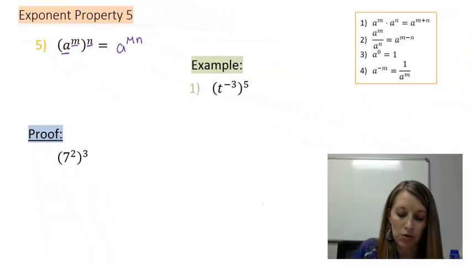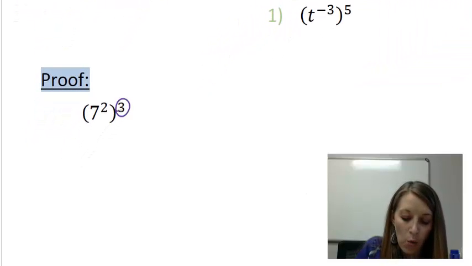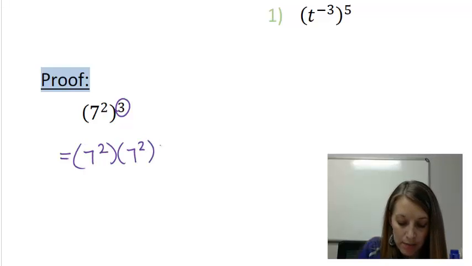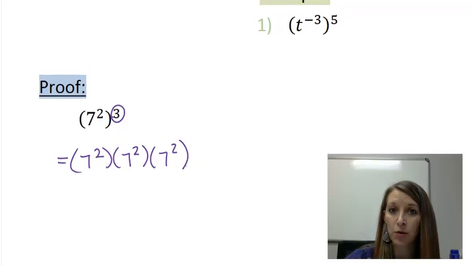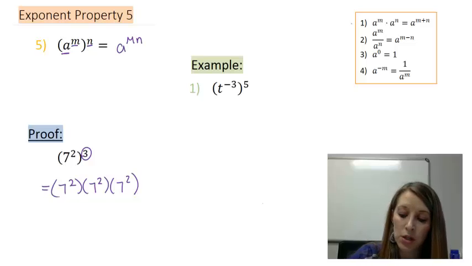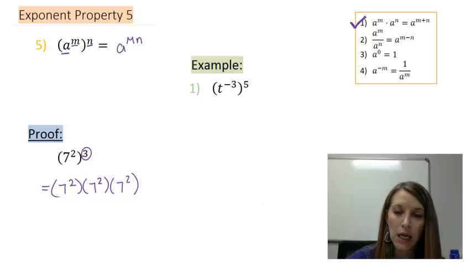Now let me prove it to you. So here I have 7 squared to the third. Well, let me write out what this third means. That means 7 squared, 3 amounts of times. Now, to prove this property, I could take each of these 7 squared and write out what they mean, or again, I'm already going to use properties that I've proved to you. So the property I'm going to use is property number 1, where I can add all of these exponents.